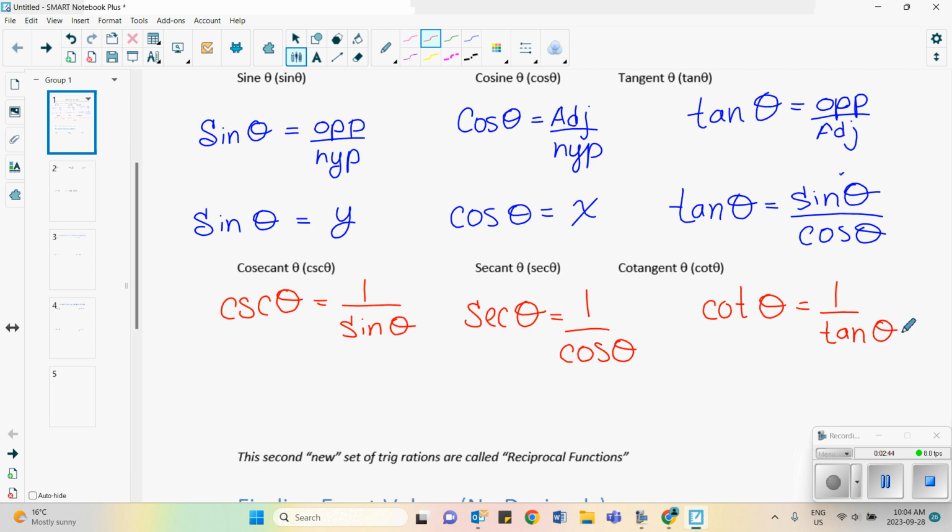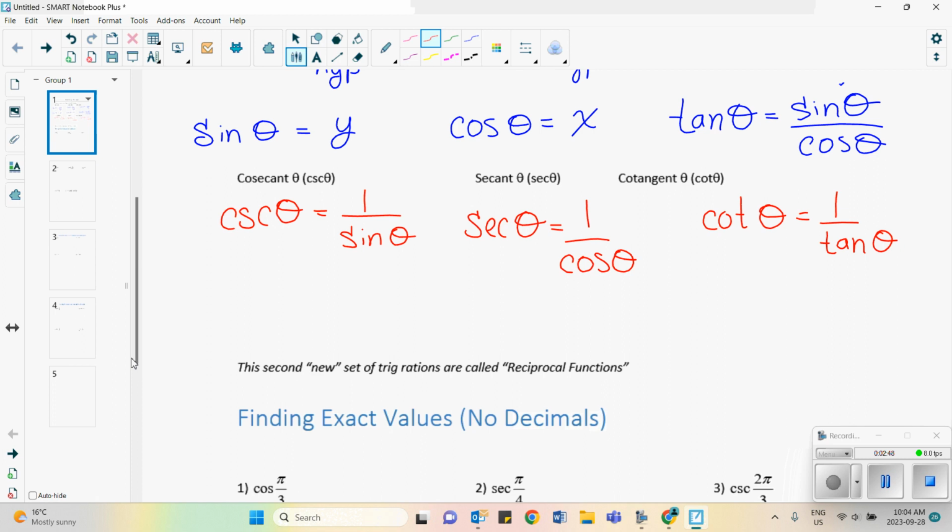And we're going to write this one just another way. So cotan, if we know that tan is sine over cos, we know that cotan is the reciprocal of this. So what would that be? Cos over sine. Okay. Fun stuff. So really we're just flipping stuff.